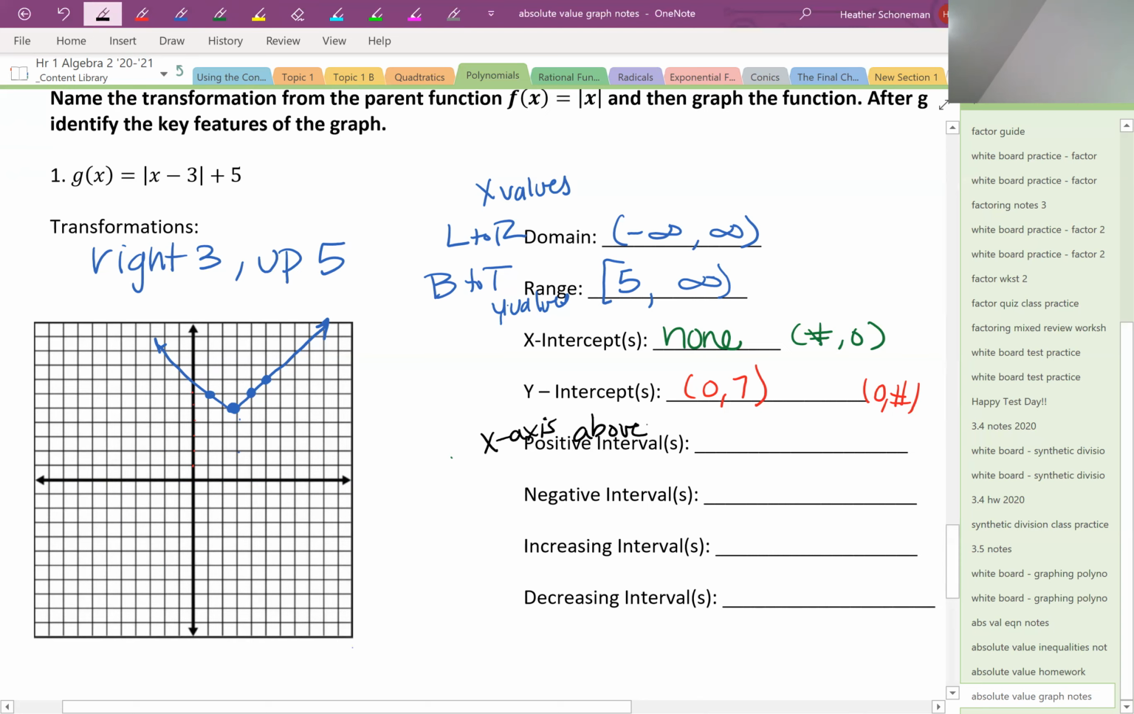And the answer is it's above the x-axis everywhere. It never goes below. So the positive intervals, from left to right, it never stops. So the positive intervals is from negative infinity to infinity because it's always positive. It doesn't matter where you go on the graph, it's going to be positive. But negative intervals, it's never below the x-axis. So this is going to be none.